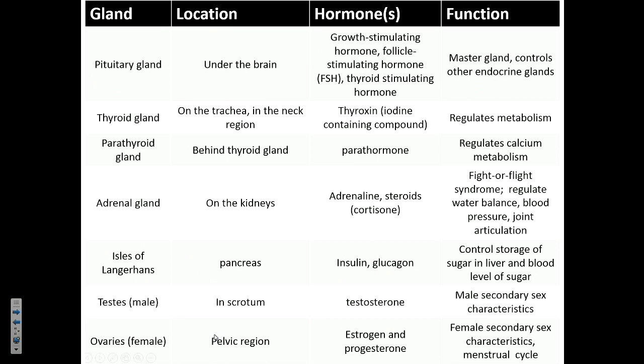The thyroid gland, located in the neck region on the trachea, thyroxine is the hormone there, and it's going to help control iodine. It contains iodine, regulates the metabolism.